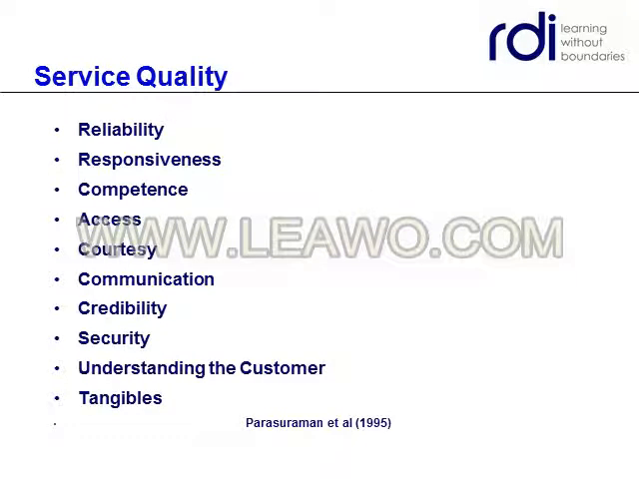Equally important is a list from Parasuraman and others who identified 10 elements of service quality. Since even a physical product will contain some elements of service, think about speed of delivery or customer support and things like that, it is important that operations managers understand these requirements.